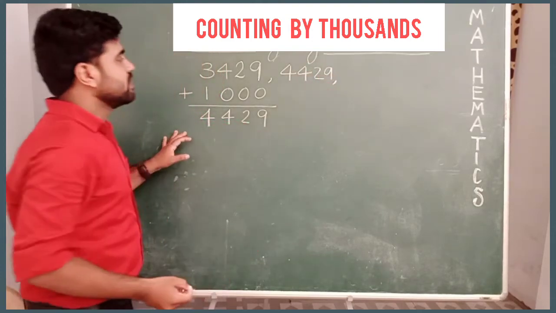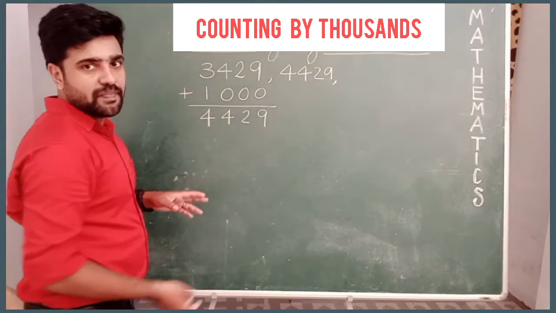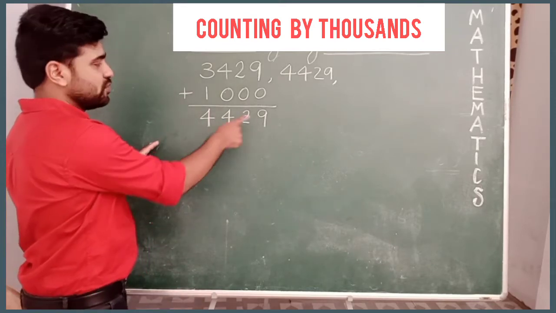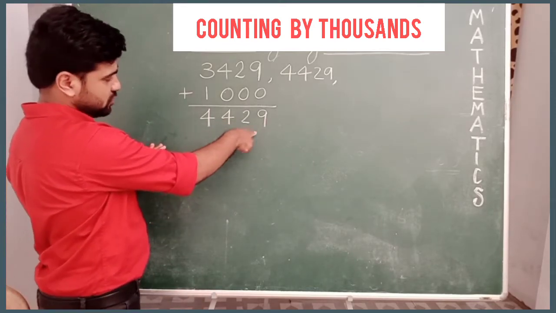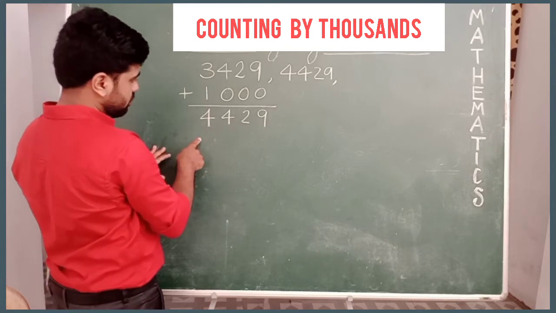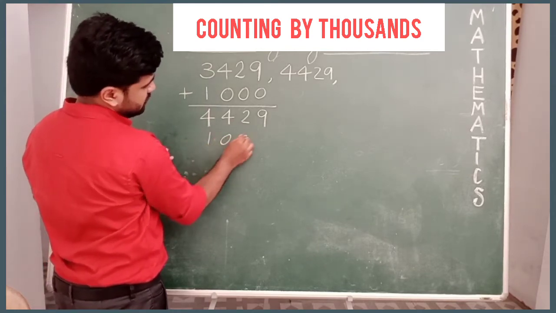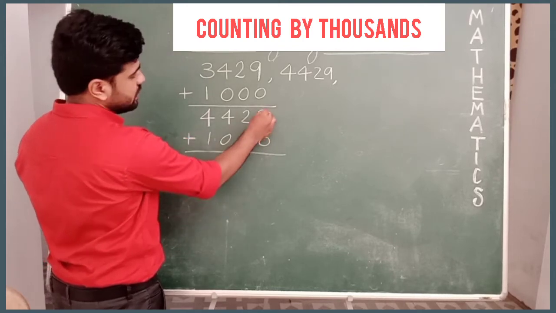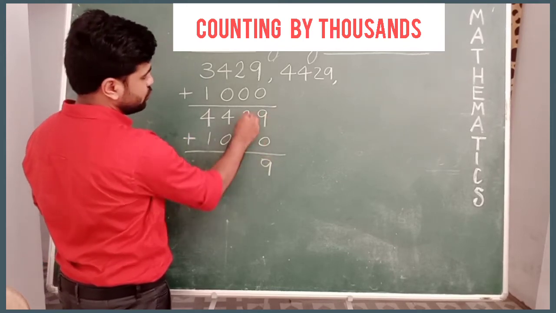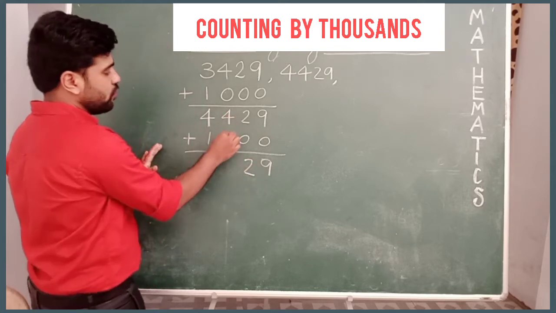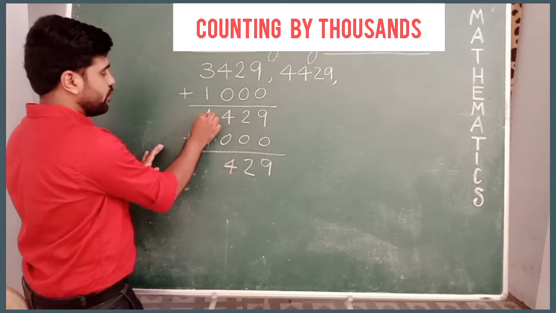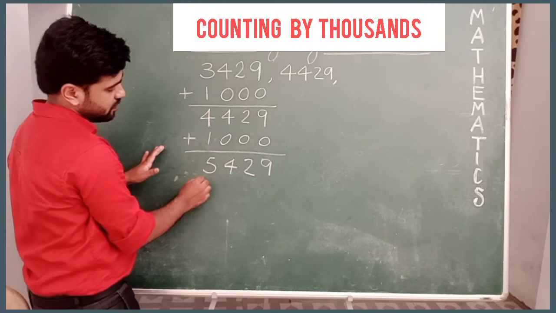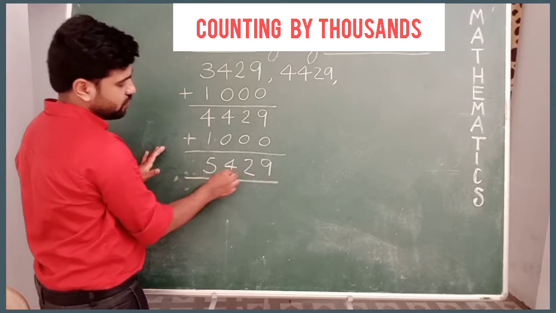Then we got the next number as 4429. Then to get the next number, add 1000 to the first number. Again add 1000 to get the next number. 9 plus 0, 2 plus 0, 4 plus 0, 4 plus 1, 5. 5429.